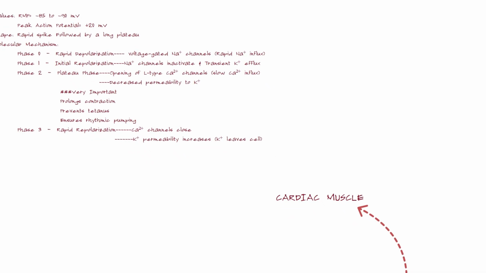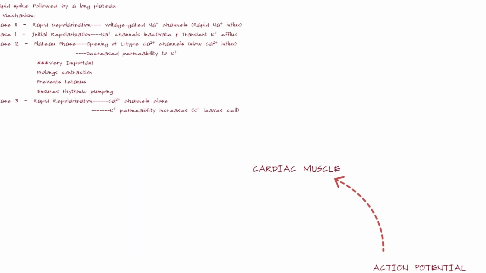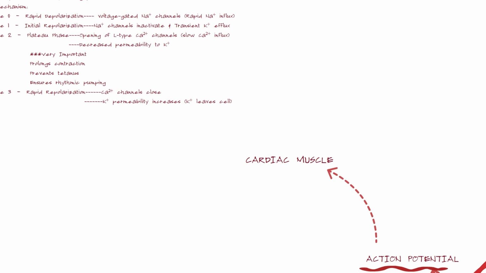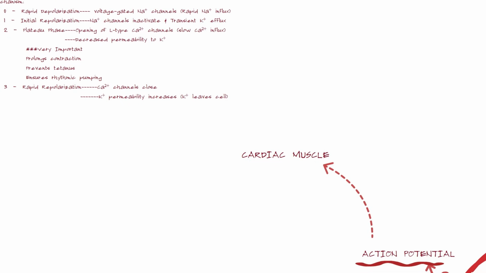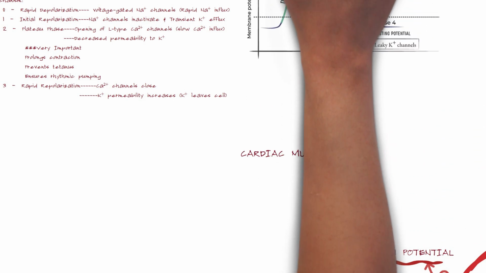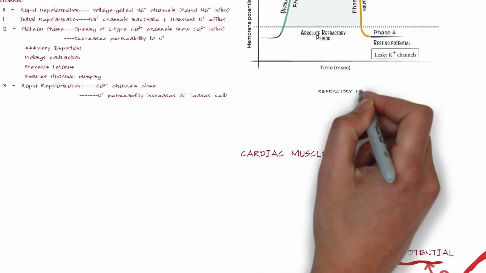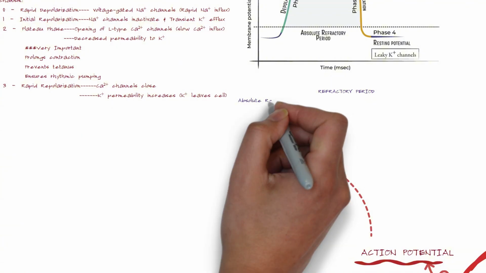Phase 3 is the rapid repolarization. Here, the calcium channels close and the potassium efflux starts. And finally, phase 4, which is the true resting membrane potential. The potential returns back to minus 85 or minus 90 by potassium leak and the sodium-potassium pump.